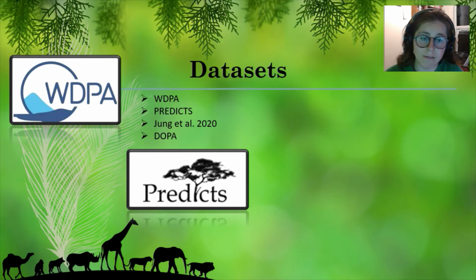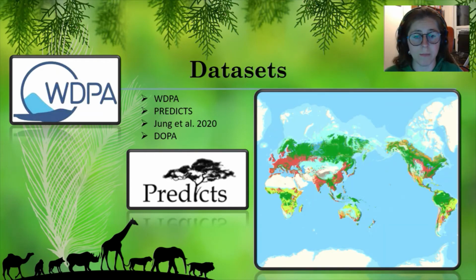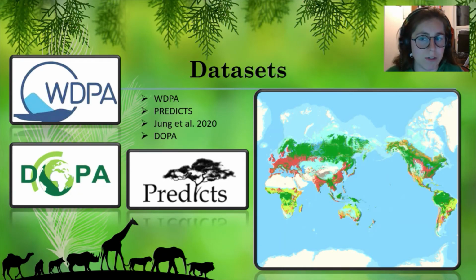And then we have the Young et al. 2020 dataset, which is a global map of terrestrial habitat types, broken down into a few different categories, which I will show you on the next slide. And then finally, I've used the Digital Observatory for Protected Areas, the DOPA dataset. And this has a number of characteristics specific to protected areas.